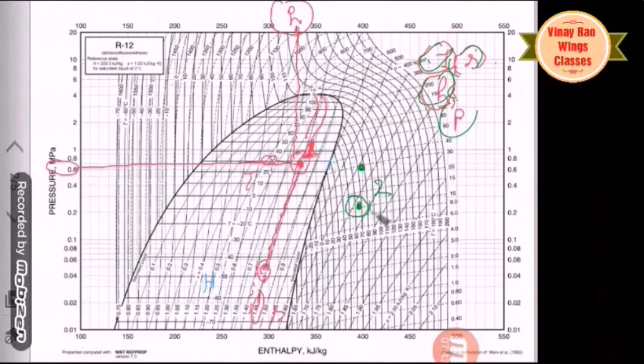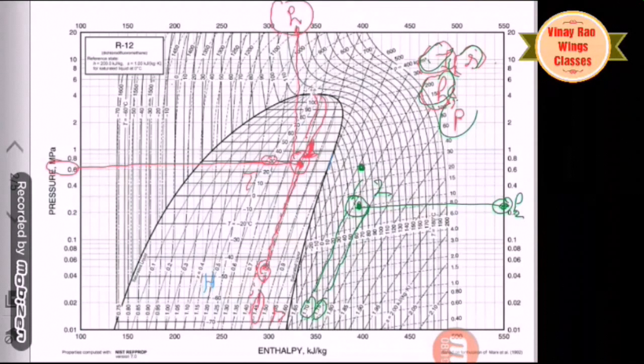So what is the value of pressure at this point? We have to move like this. This is the pressure at point number 2, P2. And what is the value of entropy at this point? We follow these lines, 0.70, 0.75. The entropy is in between, and we can easily calculate it by measuring this value.